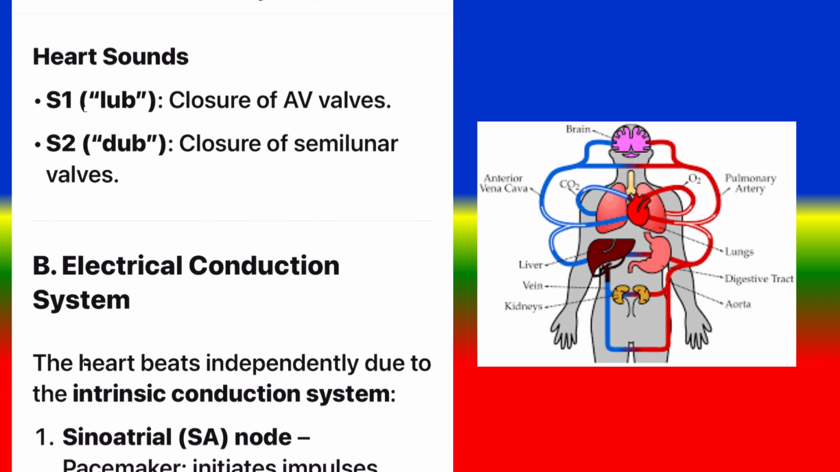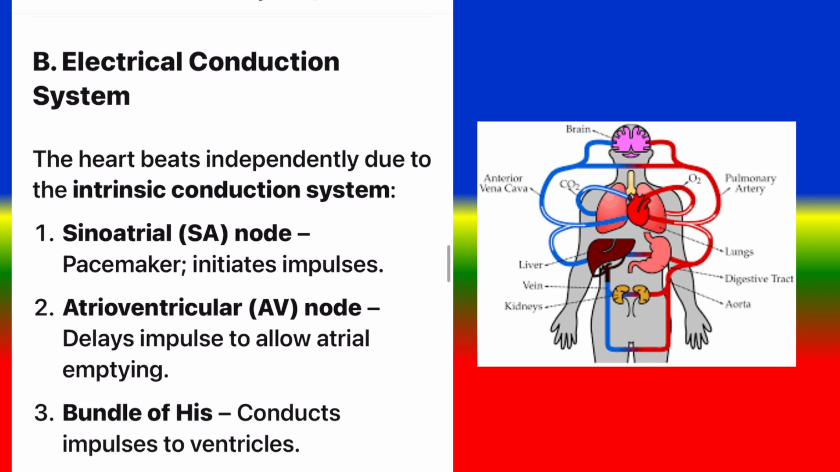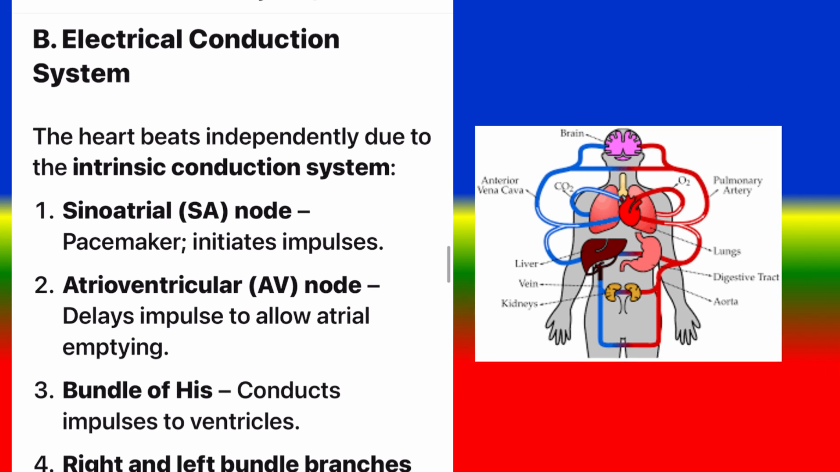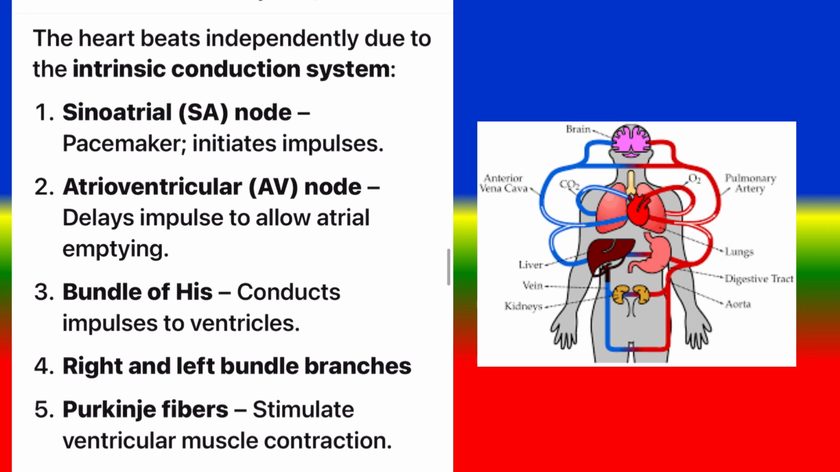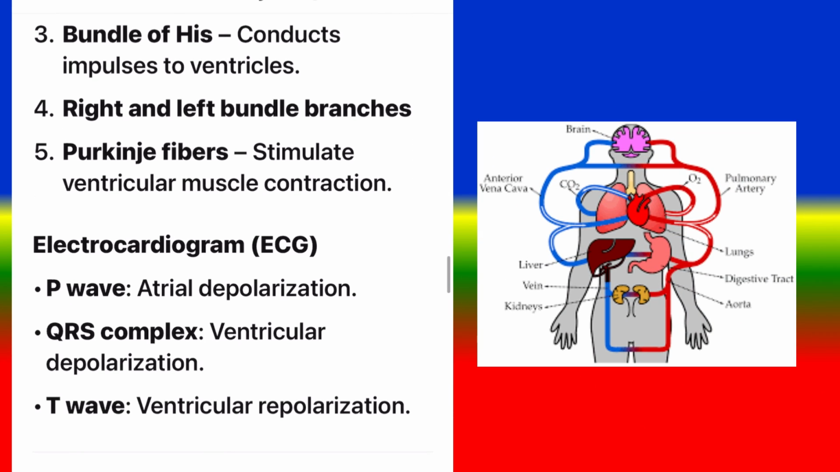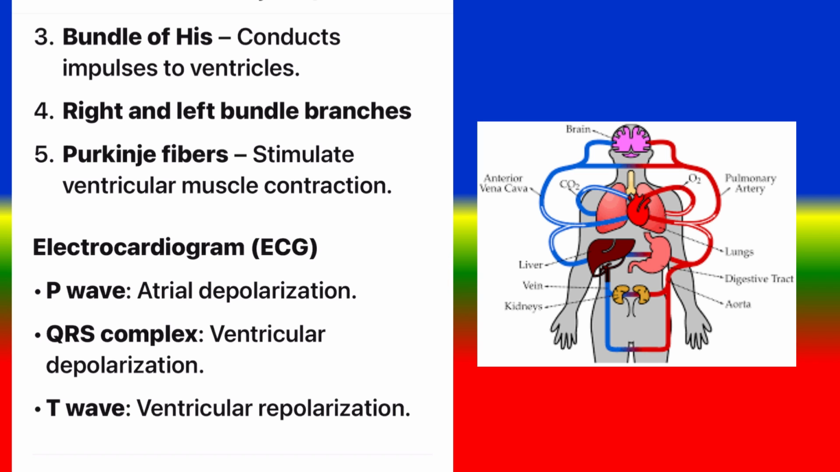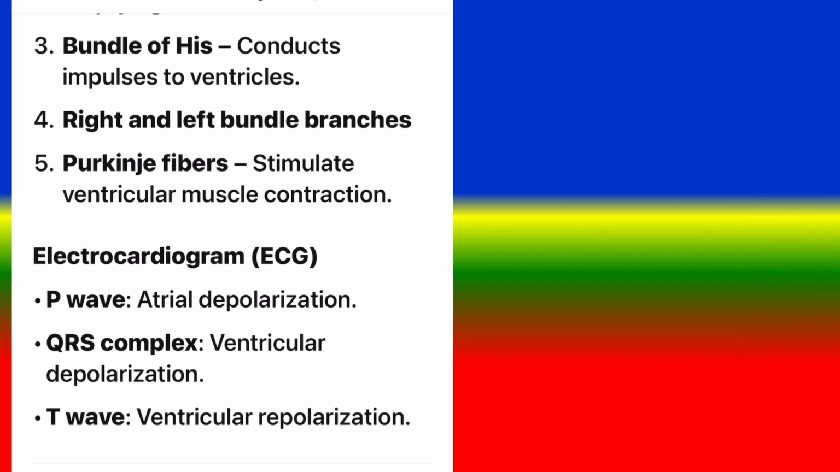B. Electrical conduction system. The heart beats independently due to the intrinsic conduction system. 1. Sinoatrial SA node, the pacemaker, initiates impulses. 2. Atrioventricular AV node, delays the impulse to allow atrial emptying. 3. Bundle of His, conducts impulses to the ventricles. 4. Right and left bundle branches. 5. Purkinje fibers stimulate ventricular muscle contraction. Electrocardiogram, ECG: P wave, atrial depolarization. QRS complex, ventricular depolarization. T wave, ventricular repolarization.